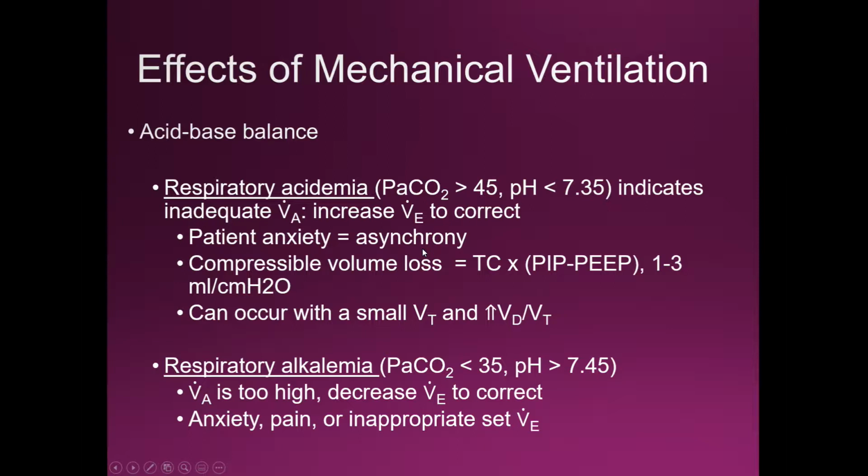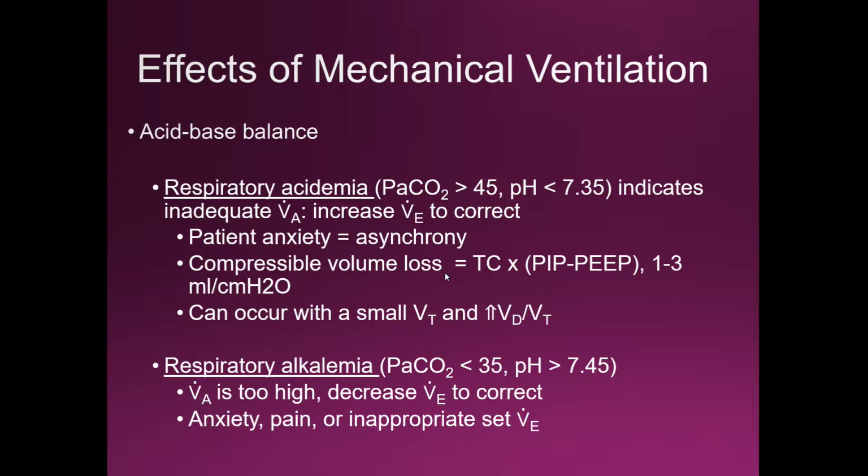Okay. I did talk about tube compliance, and that's tube compliance times PIP minus PEEP. That's going to give you your compressible volume loss. Remember, tubing compliance: if I start increasing pressure in our corrugated tubing, the blue ones, it can kind of give way, it can kind of expand. So that's where you get some volume loss because it gets trapped in the circuit.